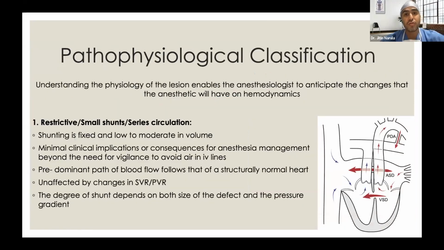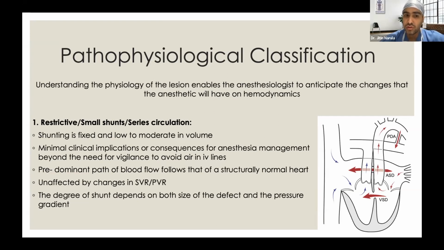Besides the anatomical classification, it is important to have an understanding of the pathophysiological classification, because this enables the anesthesiologist to anticipate the changes that the anesthesia strategy will have on hemodynamics. So the shunting will be of 2 types. The first one would be a restrictive shunt. These are seen in small shunts, and this is called a series circulation.